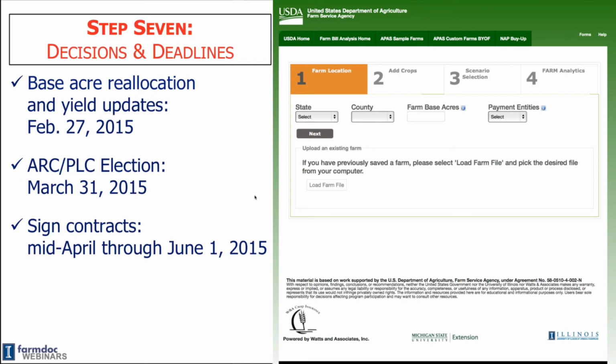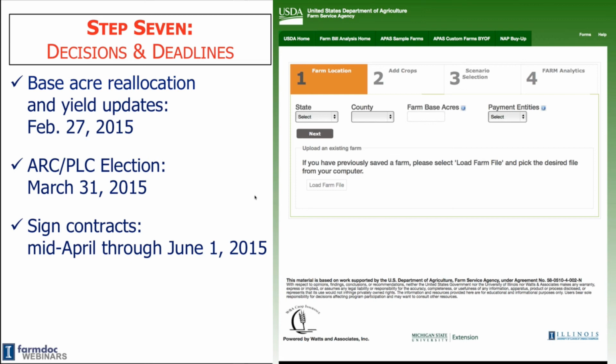Just a reminder of when the deadlines are. Base acre reallocation and yield updating decisions have to be made by February 27th. The ARC PLC election is by March 31. Again, a lot of those decisions are pretty straightforward. I'd say, particularly for base acre and yield updating, I would begin those processes pretty quickly because you're going to have to get forms signed, which could back those things up.